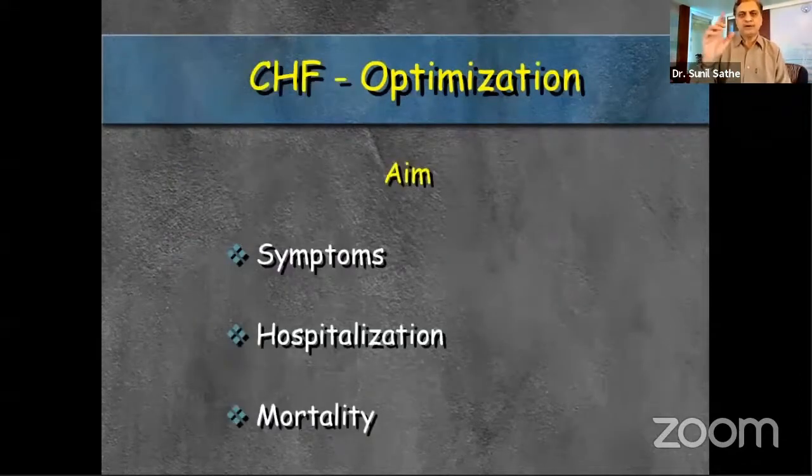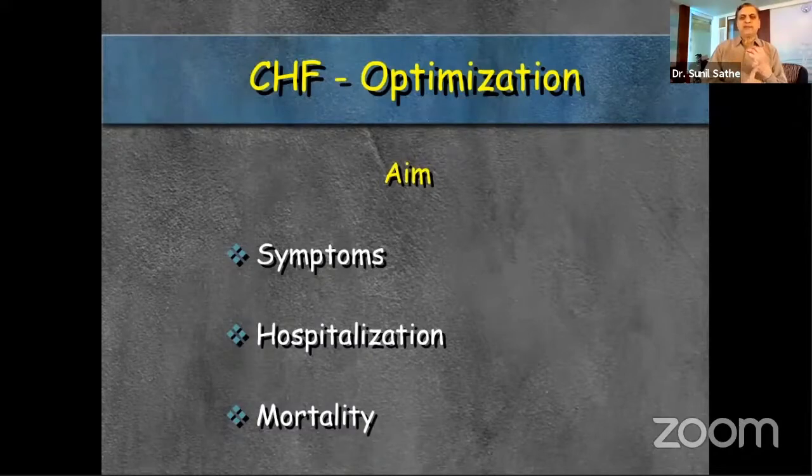Now, I look at congestive heart failure optimization. What is my aim? I've got three aims. One is I want to reduce symptoms or make the patients asymptomatic LV systolic dysfunction. I want to reduce hospitalization, and I want to reduce mortality. So these are the three main aims in my treatment of heart failure patients.